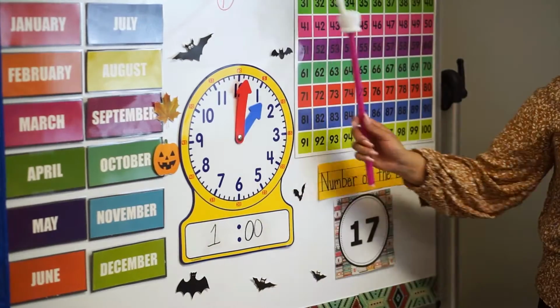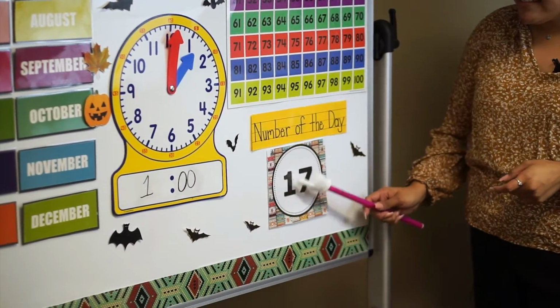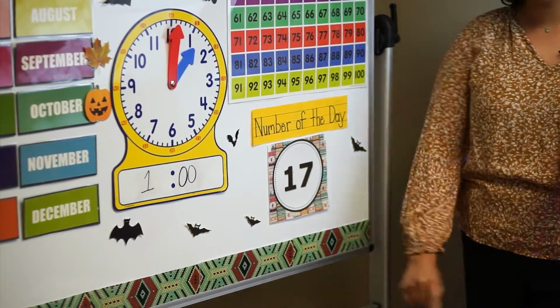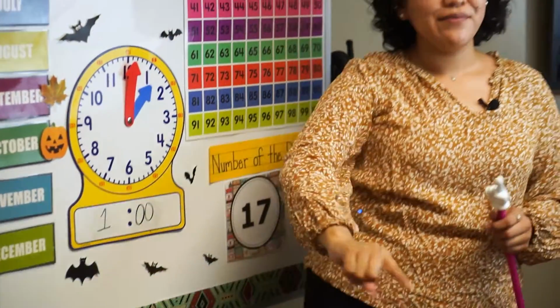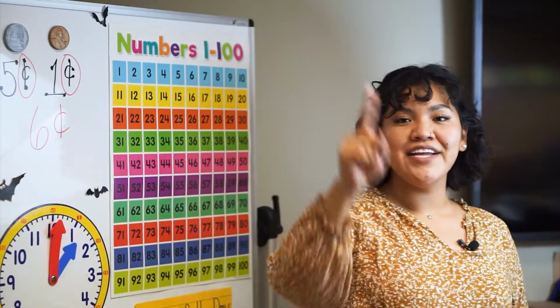Let's jump over here to our number of the day. Our number of the day is 17. So everyone get your finger in the air and we're gonna air draw a 17. So we're gonna go 1 and a 7.